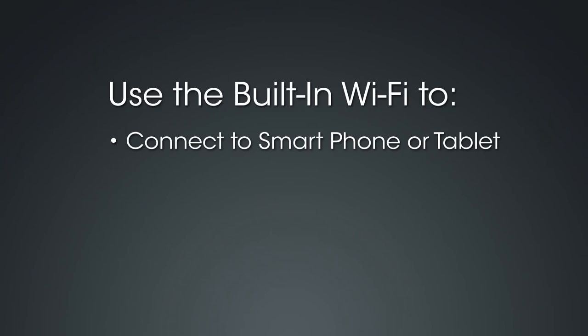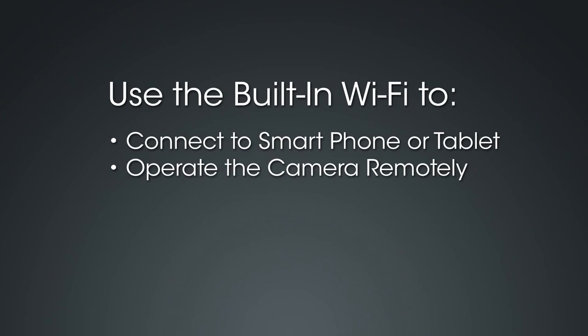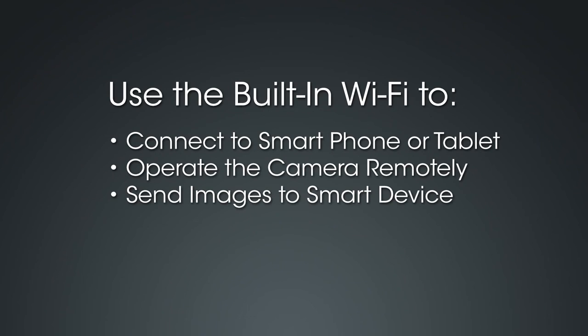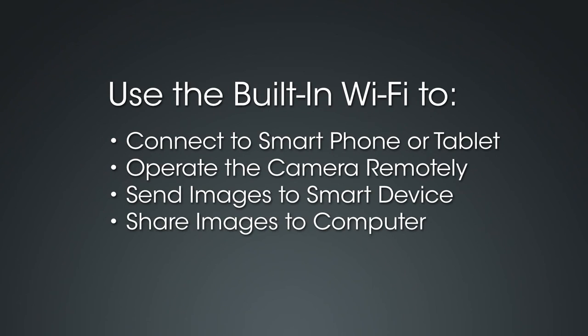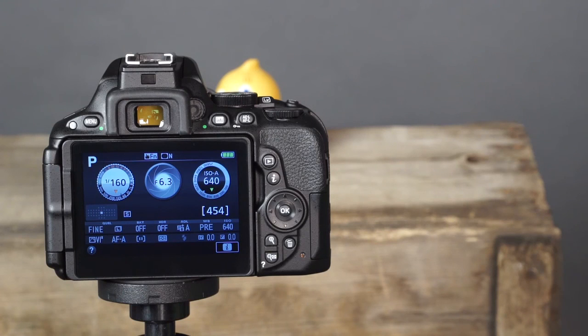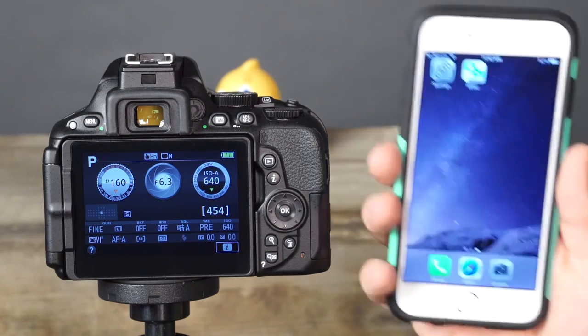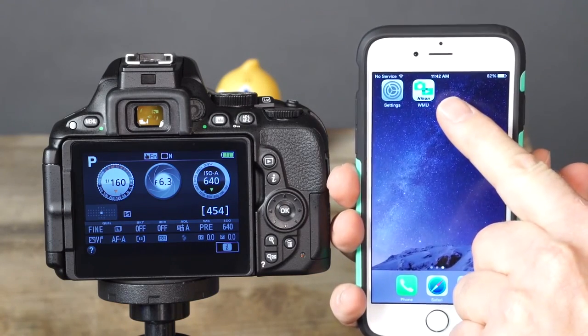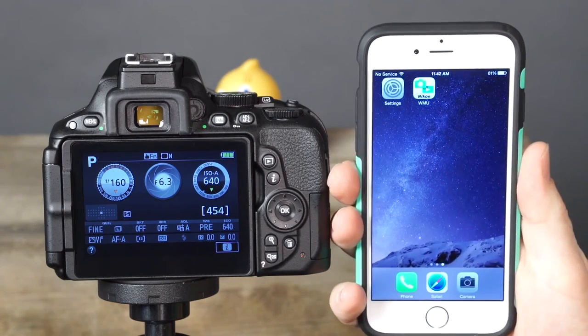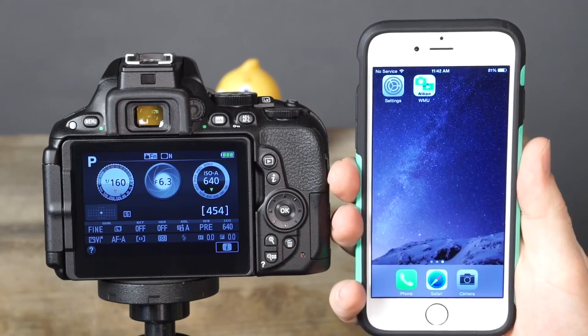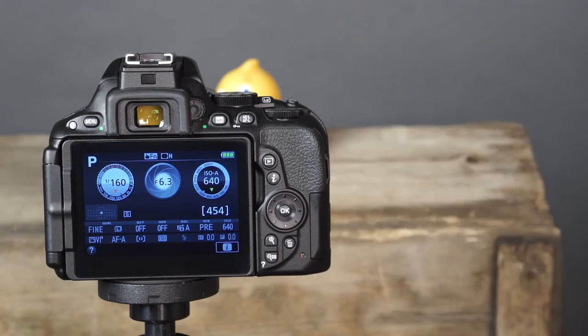The D5500 has a built-in Wi-Fi feature that will allow you to use the camera wirelessly in several ways. You can connect to a smartphone or tablet, operate the camera remotely, send images to a smart device, and share the images to a computer. In order to use the Wi-Fi feature to connect to a smartphone or tablet, you'll first need to make sure that you have the Nikon Wireless Mobile Utility app installed. The app is available for both Android and iOS platforms.